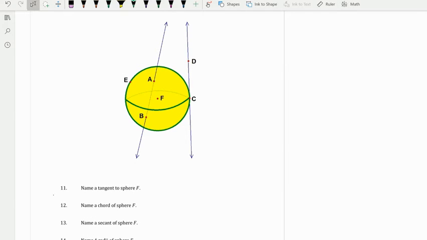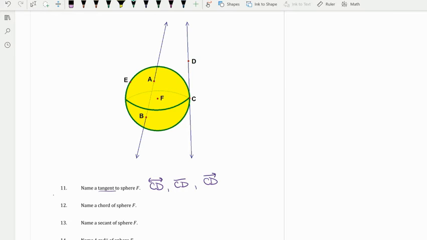If I want to name a tangent to sphere F, tangent means, remember, it touches the outside of the circle, or the outside of the sphere, in just one point. So for our tangent, we've got point C here where that line only touches in one spot. So I could put line CD. You could also write that as segment CD, or you could make it ray CD or ray DC. Any of those would count as tangents to sphere F.